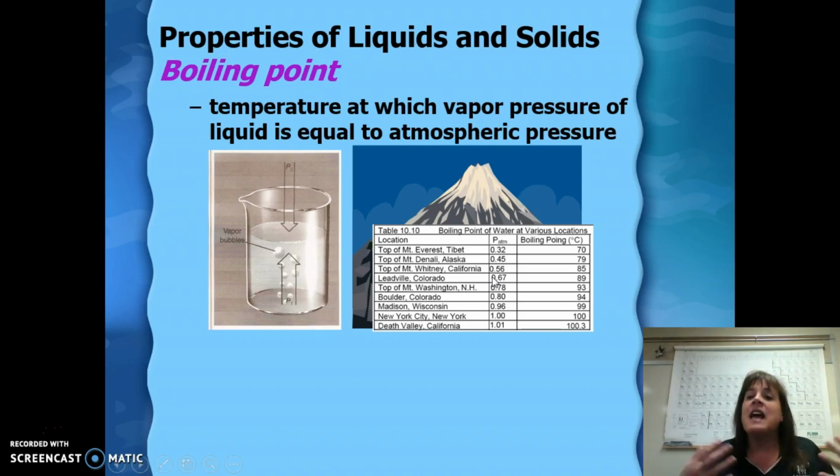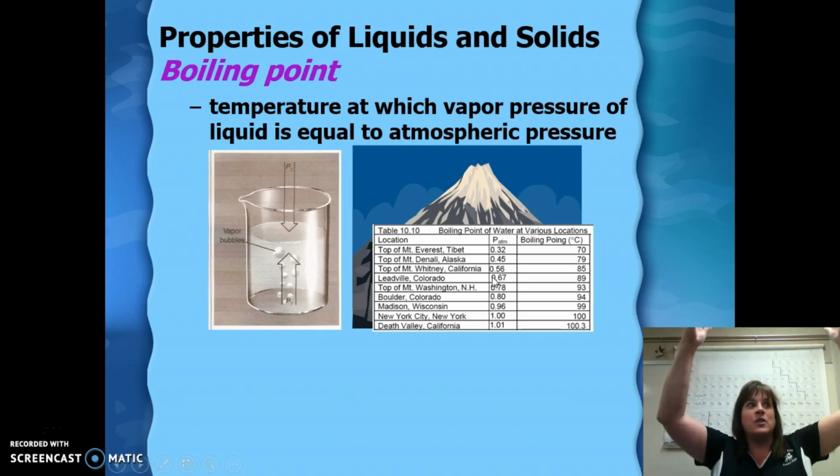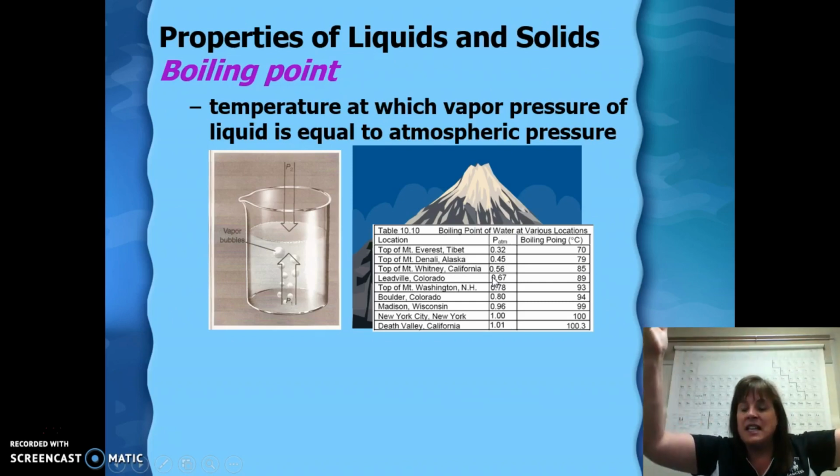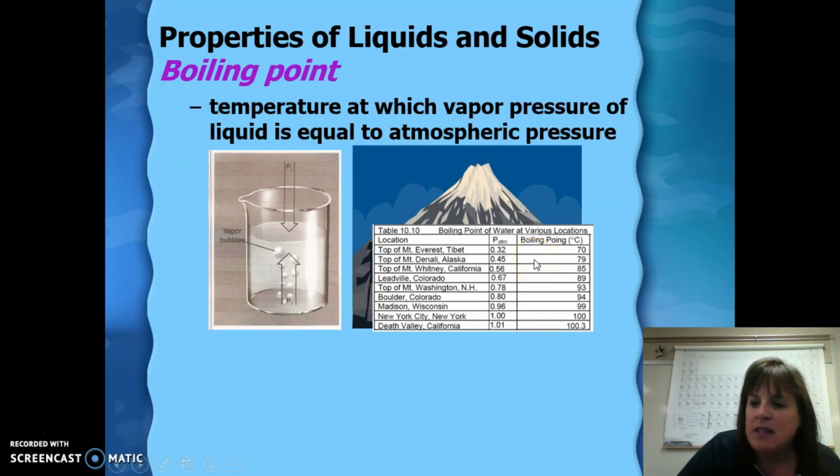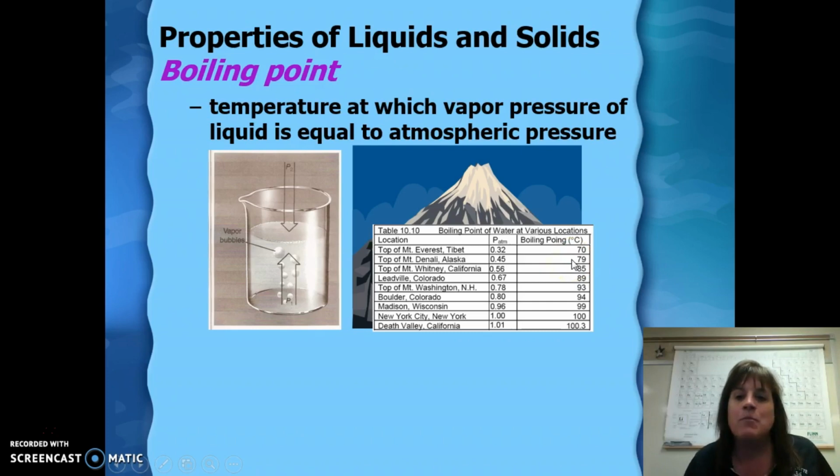Now, because atmospheric pressure varies with elevation, the higher we go, the less dense the air is, so it's going to have less pressure. That means that the boiling points actually change. If you look at sea level, which is where most of us live here in Missouri, the boiling point of water is 100 degrees Celsius. Well, if we go to the top of Mount Everest, or maybe Mount Denali, because that's in the U.S. and Alaska, the boiling point actually drops to 79. So I don't have to heat it as high to make it boil.